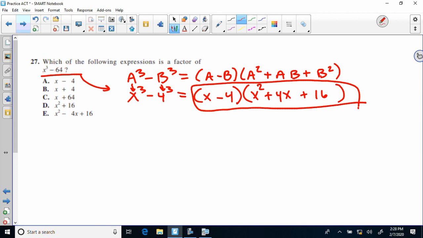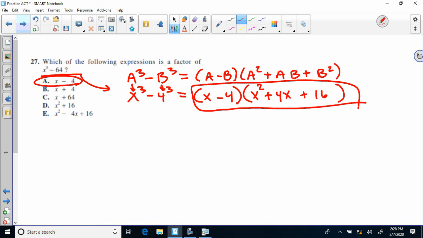So which of the following is a factor? There were only two, x minus 4 and x squared plus 4x plus 16. And my answer would have been A, because that's the only one that's right. The bottom one has the wrong signs in it. That letter E has the wrong signs for the other one.